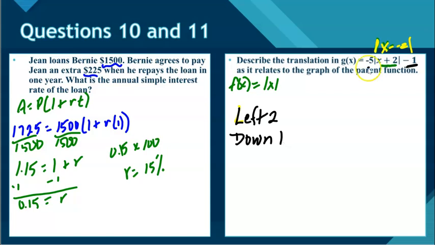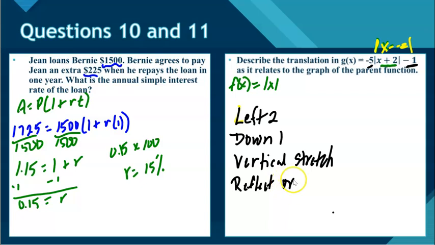We have an a out here, so a dilation, that 5. It's on the outside, so we know that's vertical. And it's greater than 1, so we know it's a vertical stretch. And we know there's a negative involved, so there's a reflection over, and because it's affecting the y coordinates, it goes from a positive y to a negative y. So this is over the x-axis.